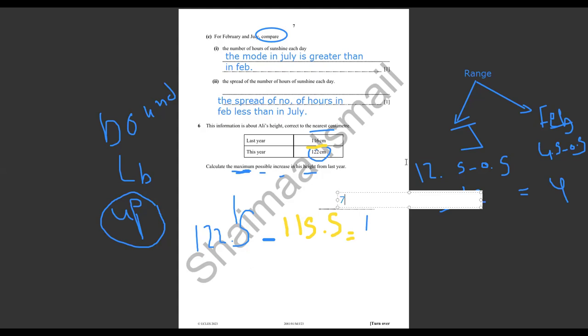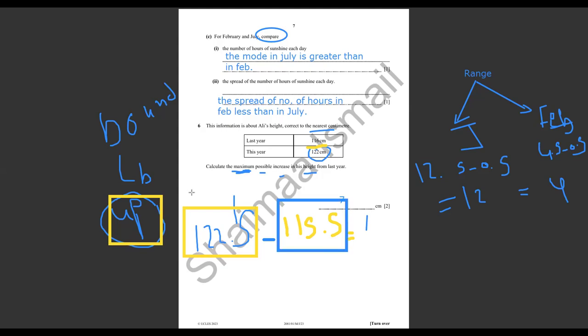This, from the first, we have to get the upper bound. And from the second, we have to get the lower bound. Why? To make the maximum possible. Okay, that's clear.